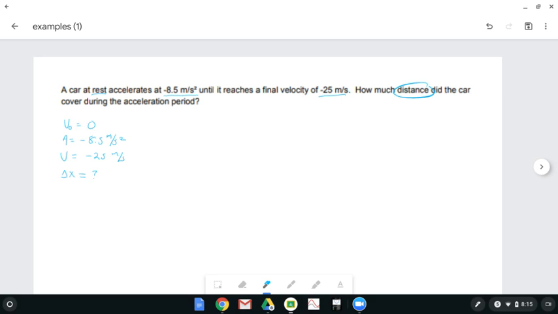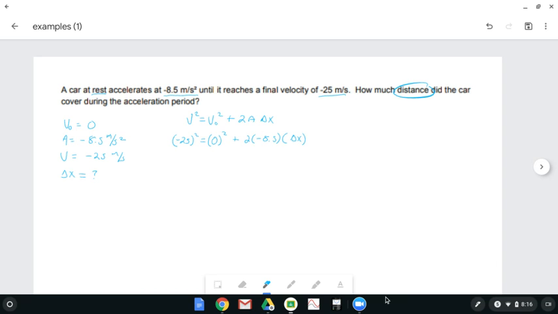When I look at that, I'm going to go ahead and choose my equations. I'll notice that I have initial velocity, final velocity, acceleration, and delta x. There's no time in my equation, so I will be using our third kinematic equation. V squared is equal to V naught squared plus 2a delta x. Okay, and then I can begin to plug my information in there. I have negative 25 squared is equal to 0 squared plus 2 times negative 8.5 times delta x.